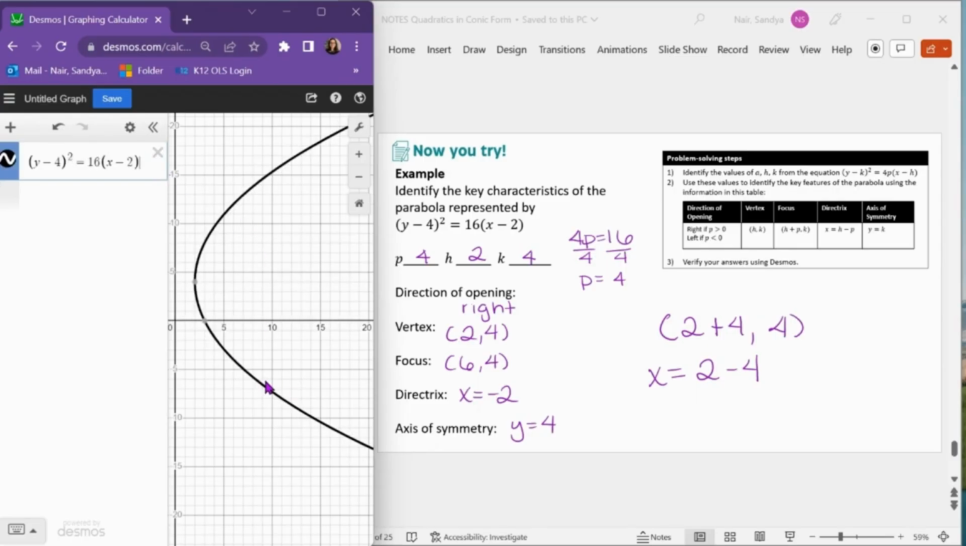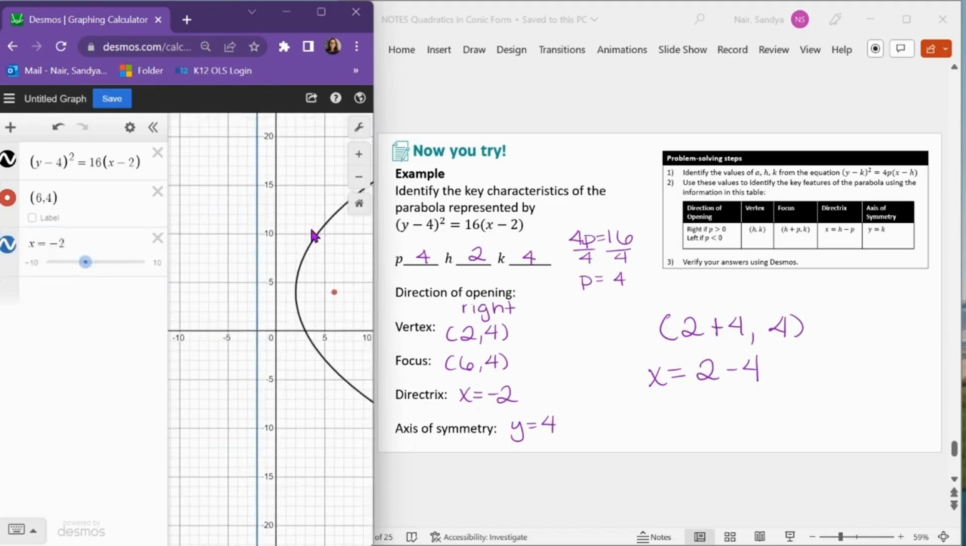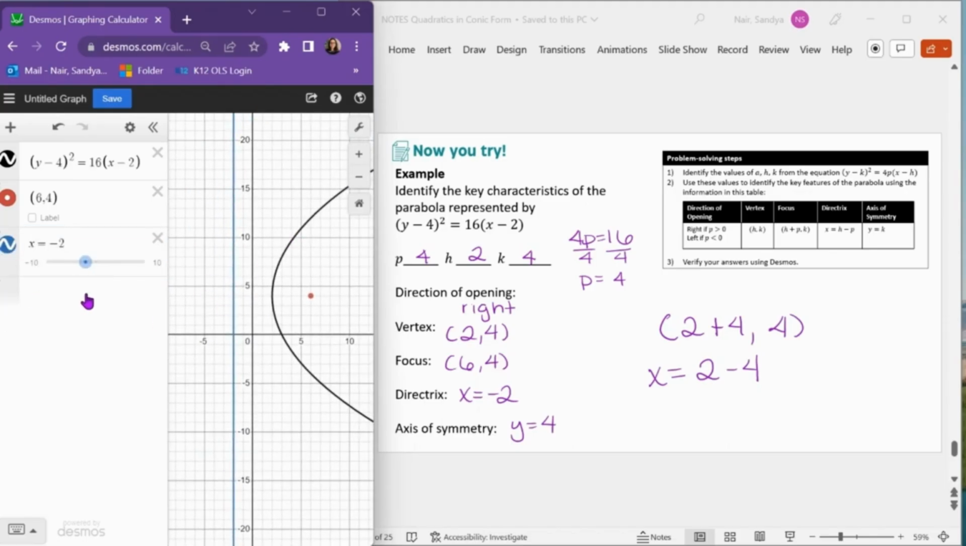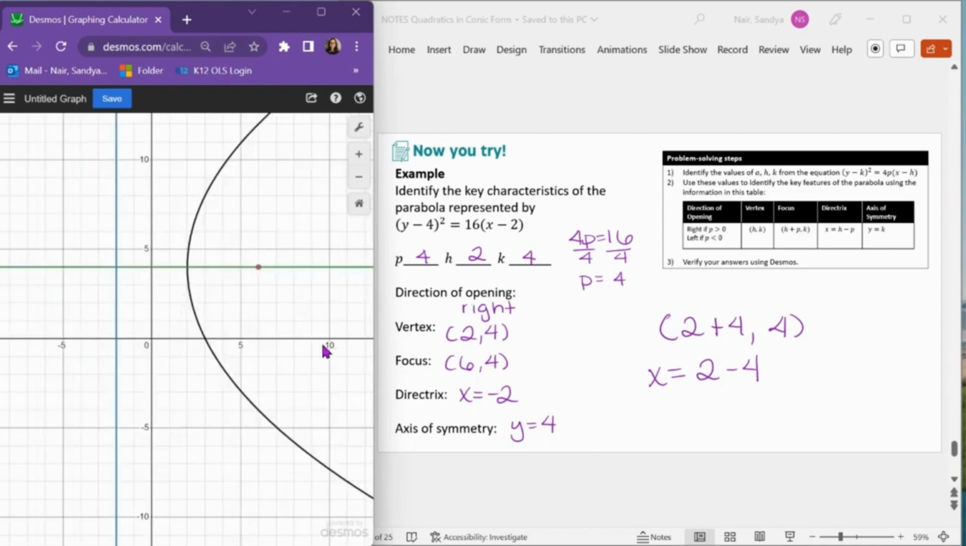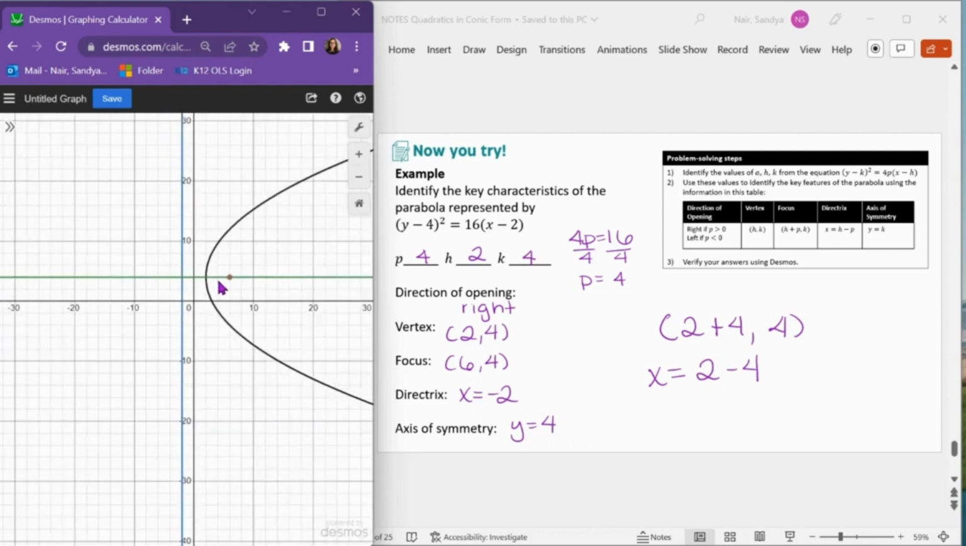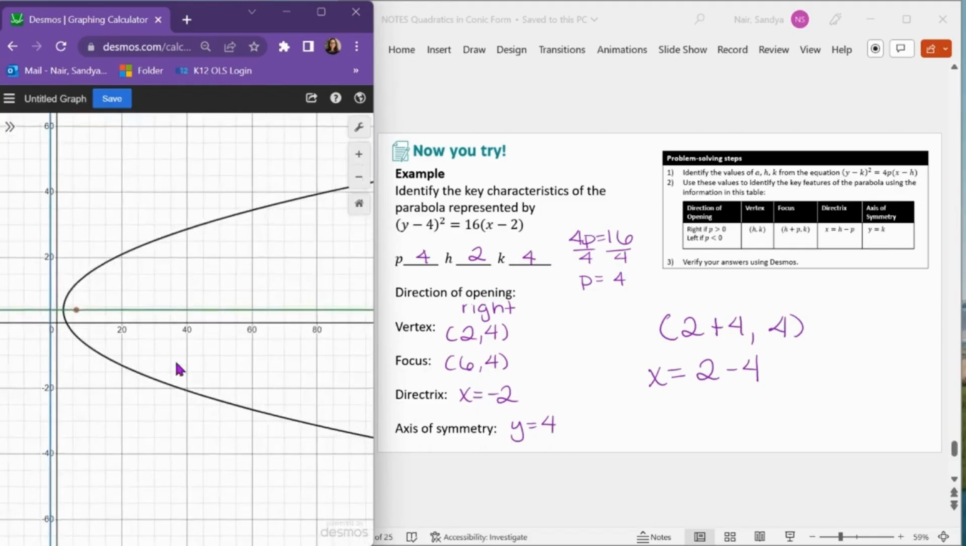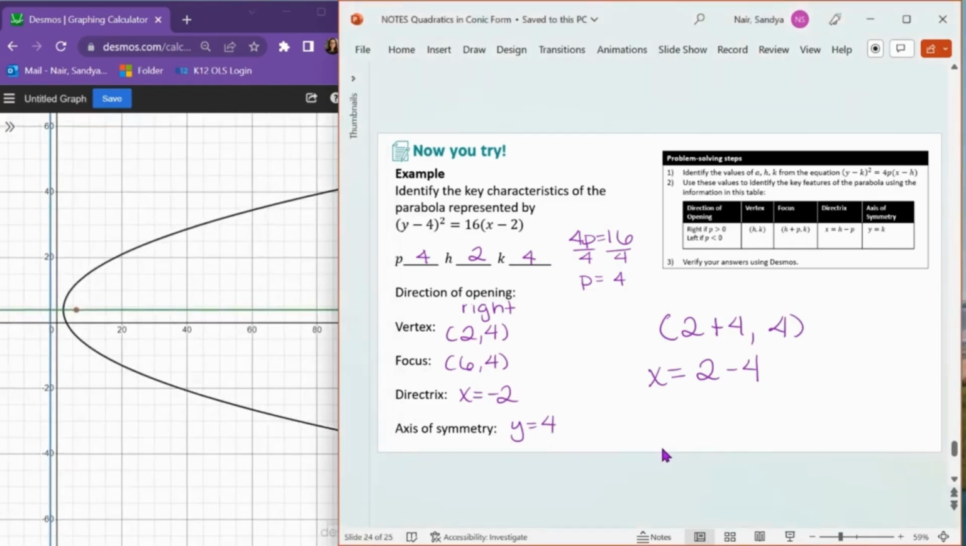Okay, so you can see here's our parabola. It does open to the right, like we said. If we click on the vertex, you can see that it is at (2, 4). The focus will be at (6, 4). And then the directrix will be x equals negative 2. You can see that is on the outside of that parabola. And then if we do the axis of symmetry, you can see that y equals 4 does divide this parabola in half. Okay, so there's all the information about this parabola.